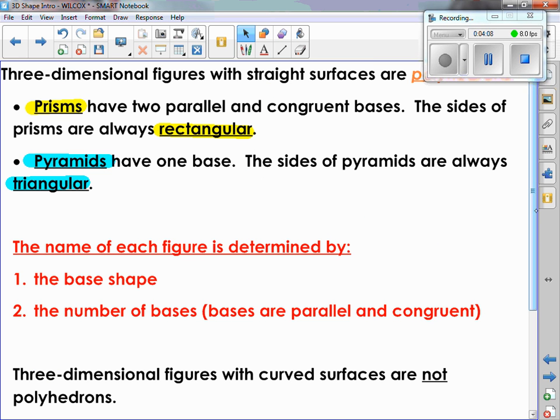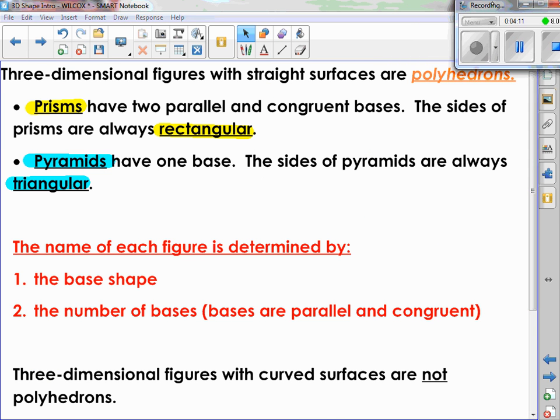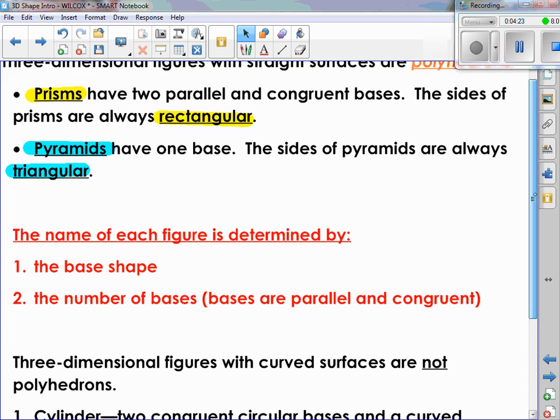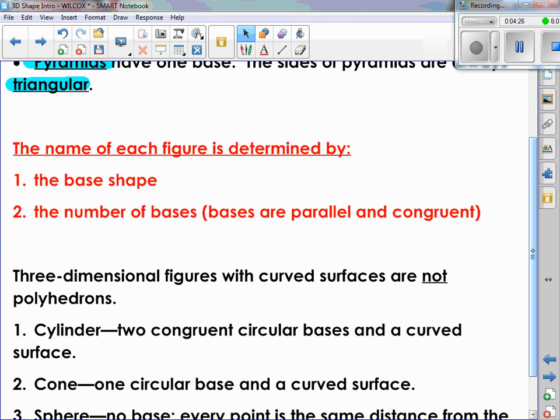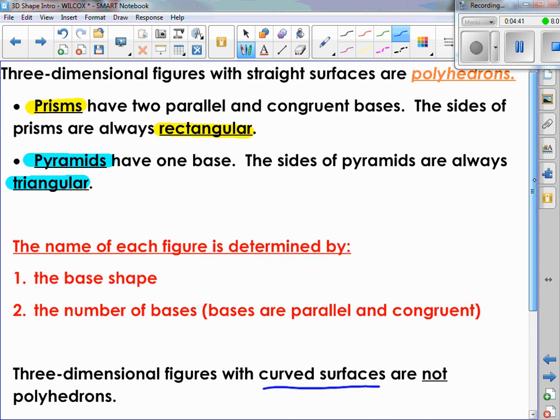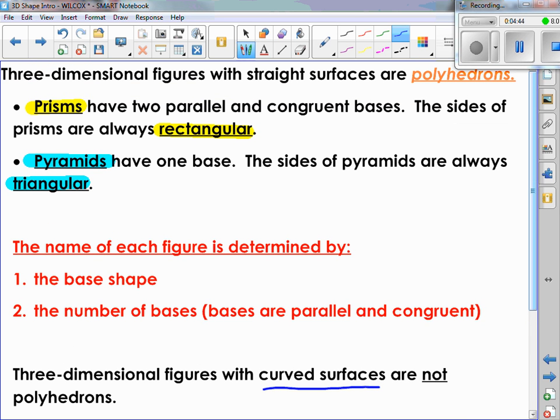Now we're going to talk about three-dimensional shapes. Three-dimensional figures with straight surfaces are called polyhedrons. So prisms and pyramids are examples of polyhedrons. If you look further down the page, it lists three-dimensional figures with curved surfaces. Those are not polyhedrons. So examples of our non-polyhedrons, because they don't have straight surfaces, would be our cylinders, our cones, and our spheres, because they're curved. So back to our polyhedrons, our prisms and our pyramids.